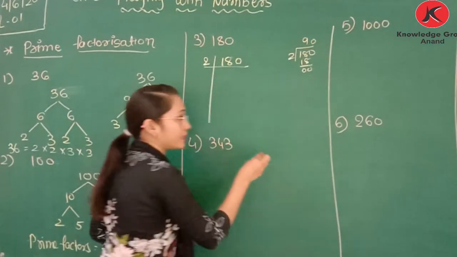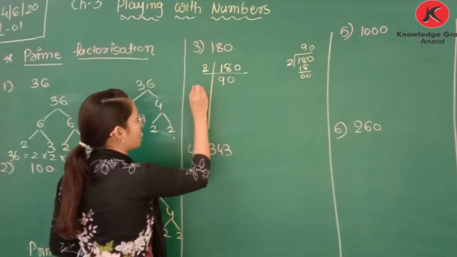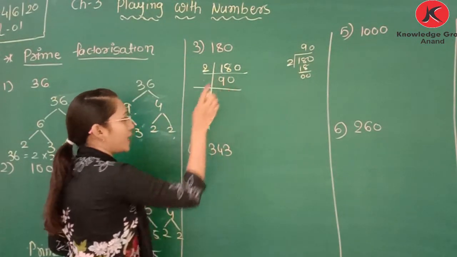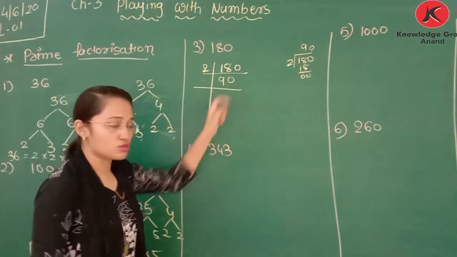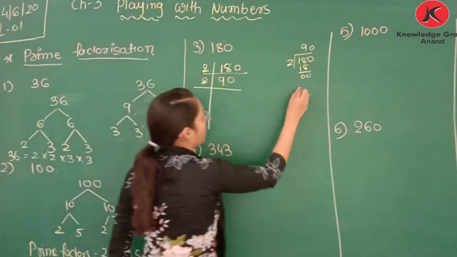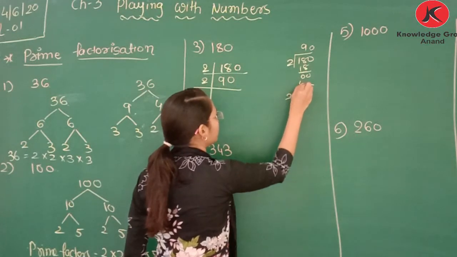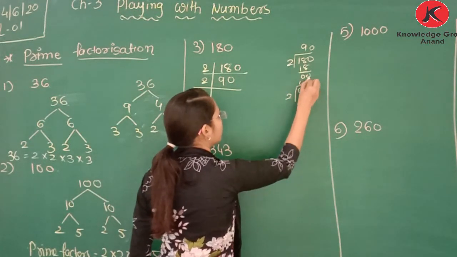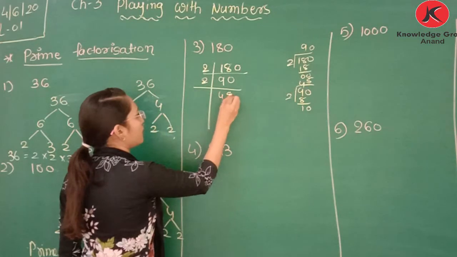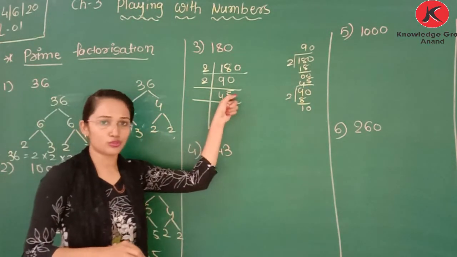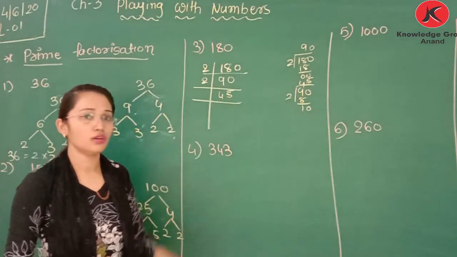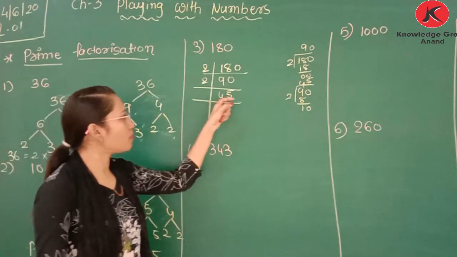So if you divide 180 by 2, you will get 90. 90 2s are 180. Now 90 is divisible by 2. Yes. Why? Because last digit is 0. So you can write 2. Now divide 90 by 2, you get 45. 45 2s are 90. Now 45 is divisible by 2? No. So let's start with 3.